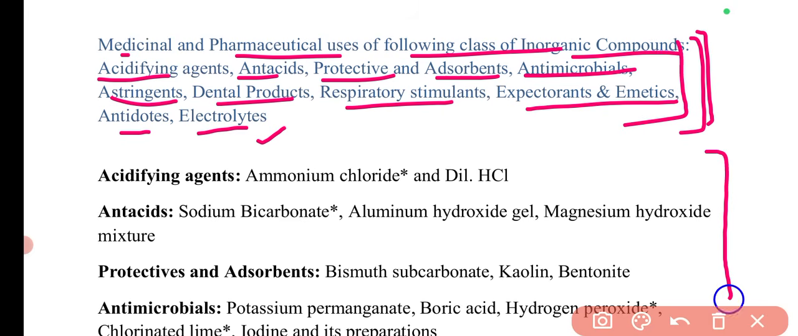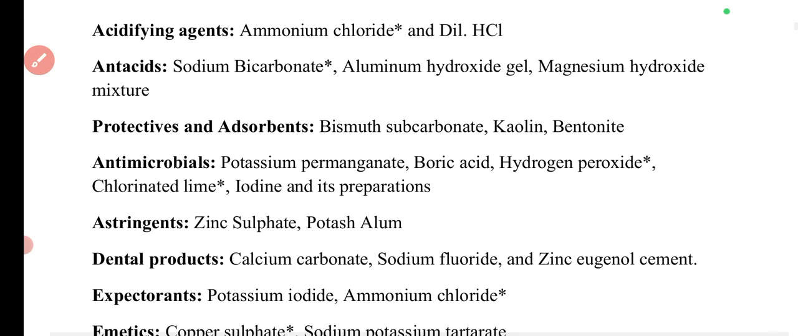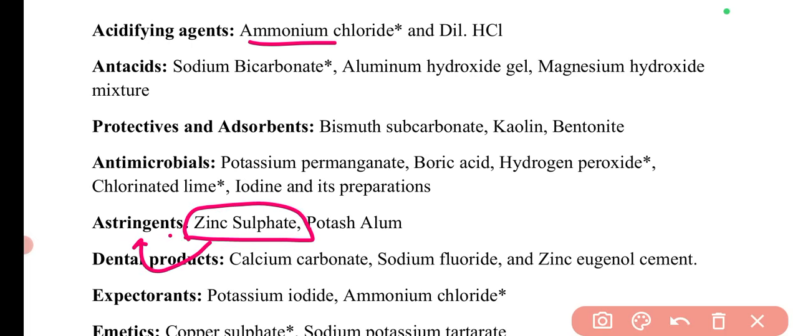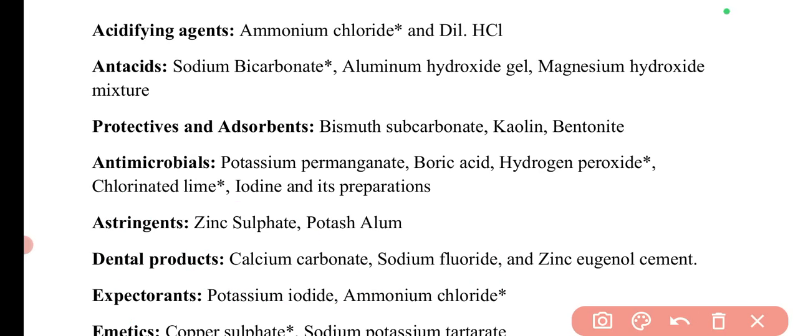Here we will be covering the different examples of these particular categories. I have added a few examples in each category. You have to remember the examples also, because sometimes a question will be asked like, what is the use of zinc oxide? It is used as an astringent. What is the use of sodium fluoride? The options will be astringent, dental products, expectorant, emetics. So you can simply identify that sodium fluoride is used as a dental product. These types of questions will be there, so you need to remember the examples of each and every class.